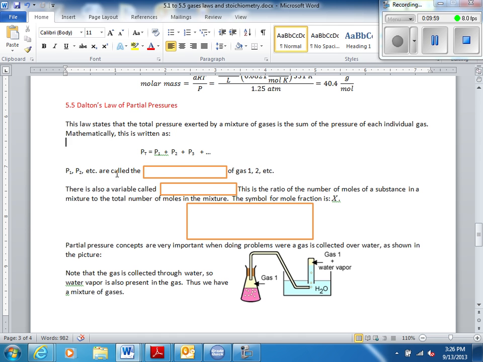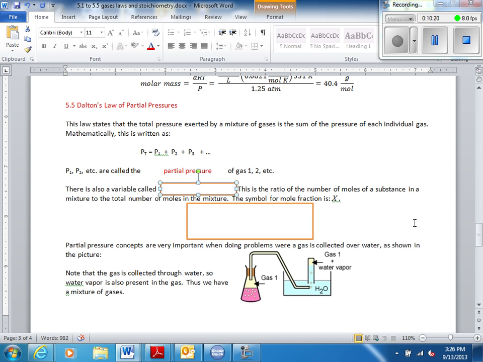P1, P2 are called the, do you remember the word for this? The partial pressure of gas 1 or 2. It's not a fractional pressure, it's actually the complete pressure of component 1 or component 2, but it's only part of the total pressure, which is why we call it a partial pressure.